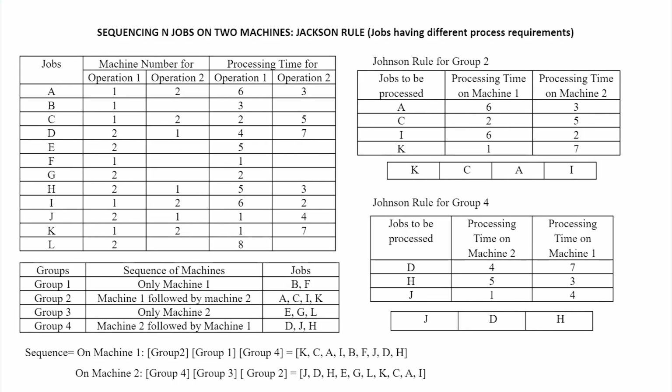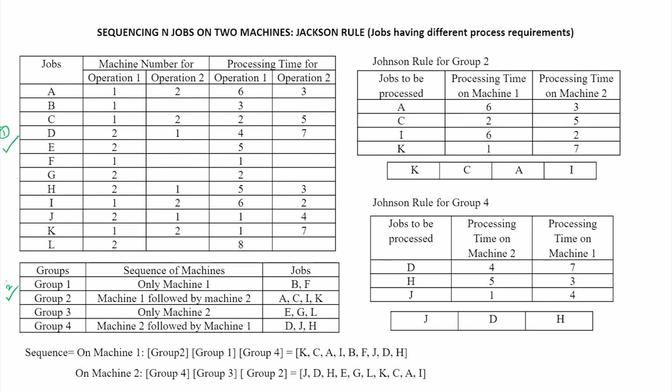This was our original data information about the 12 jobs and 2 operations. Some are on machine 1, some are on machine 2. And then we divided them into 4 groups. So, this is our step number 1, we are having data about that.